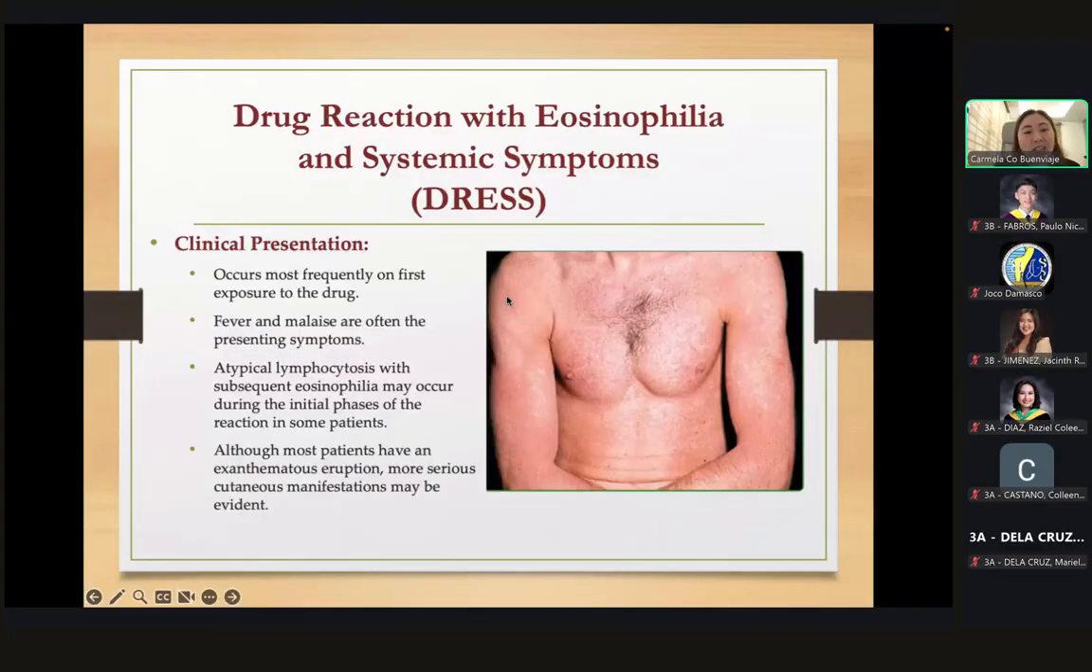So how does it present? It occurs most frequently on the first exposure to the drug, and then fever and malaise are often the presenting symptoms. And then there would be atypical lymphocytes with subsequent eosinophilia that may occur during the initial phases of the reaction. Although most patients have an eczematous eruption, meaning exanthematous, meaning maculopapular or multiple erythematous coalescing macules and papules, the skin lesions can progress to a more cutaneous manifestation. For example, it can look purpuric.